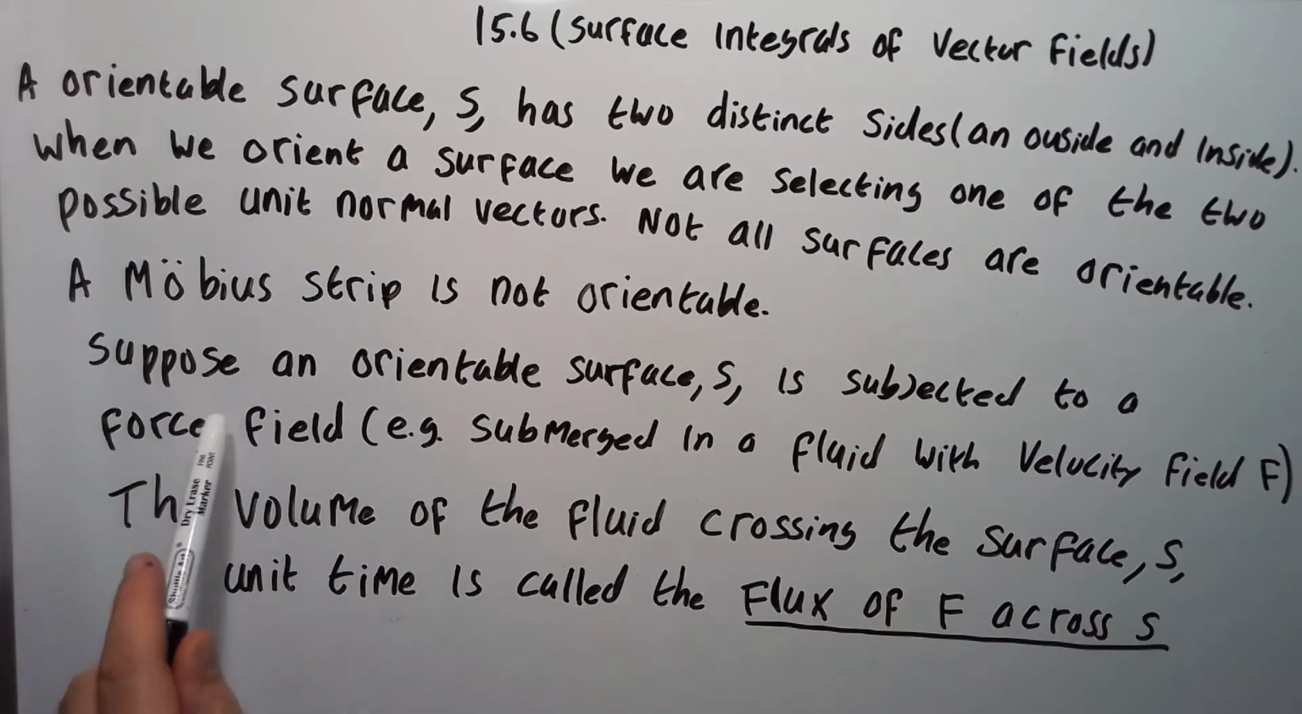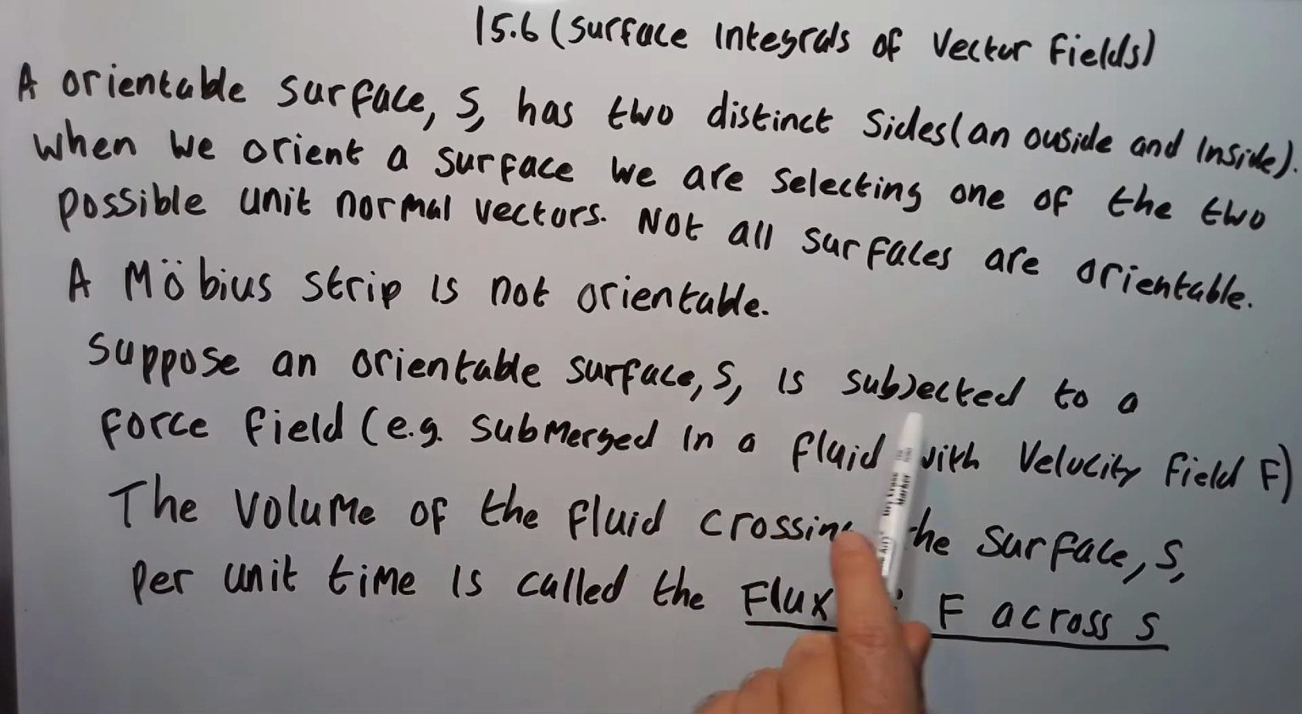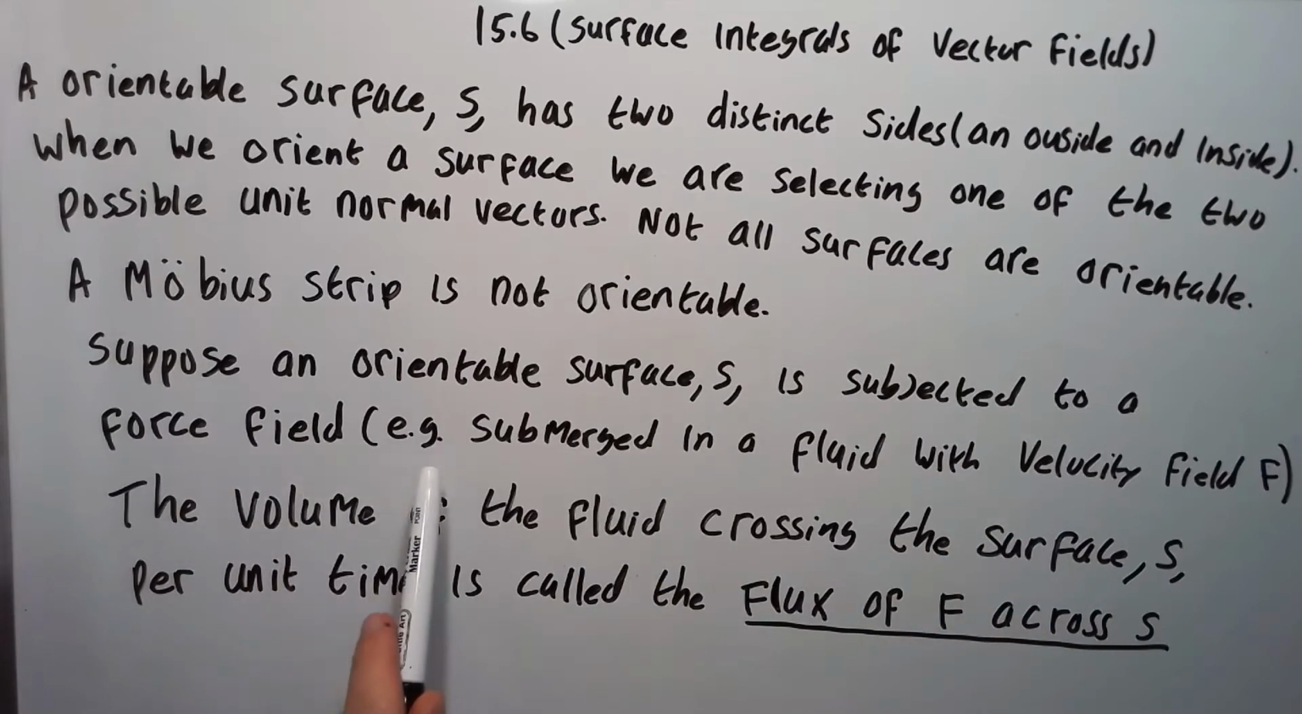Okay, so suppose an orientable surface S is subjected to a force field. An example would be submerged in a fluid with velocity field F. The volume of the fluid crossing the surface S per unit time is called the flux of F across S. So let's look at an example.